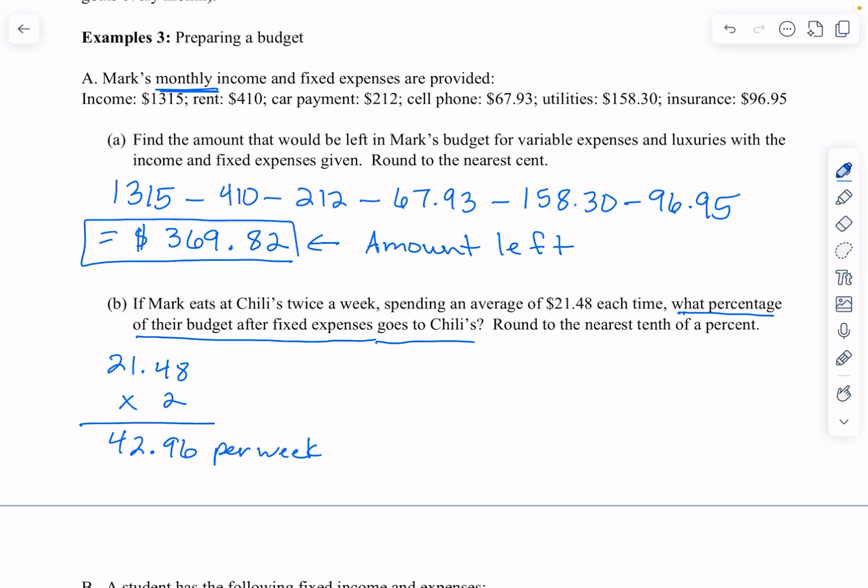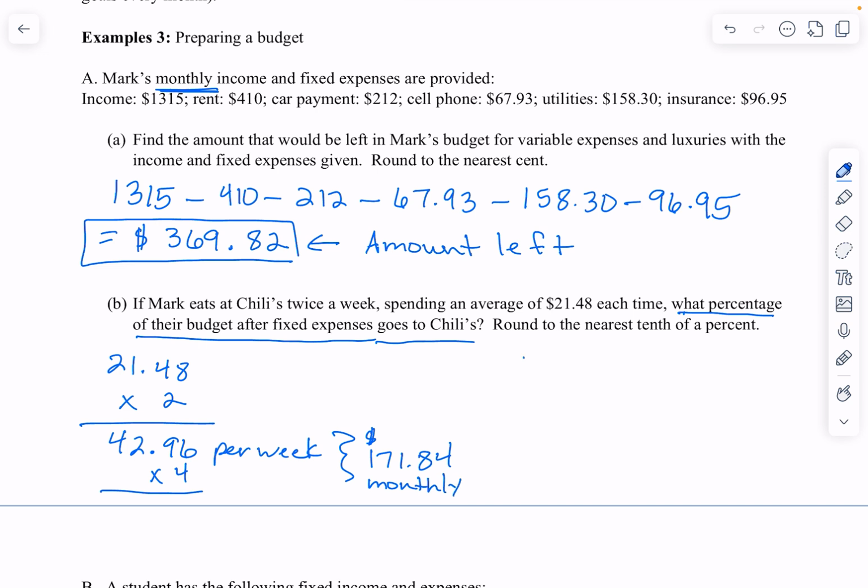Then the next thing that we need to do, because we're talking monthly, right? We know that he has $369.82 left for the month. On average, there's 4 weeks in a month, so we're going to multiply this by 4. And that's going to give us that this answer is $171.84 monthly that he's spending at Chili's.